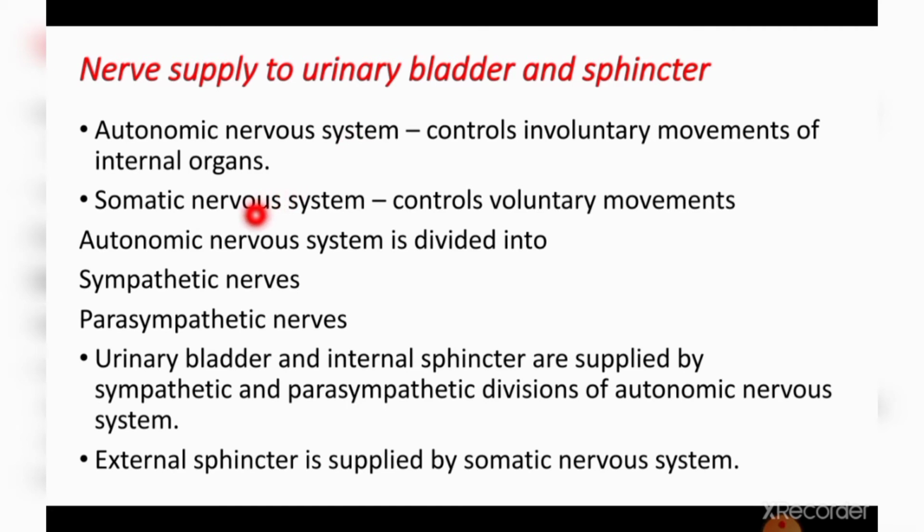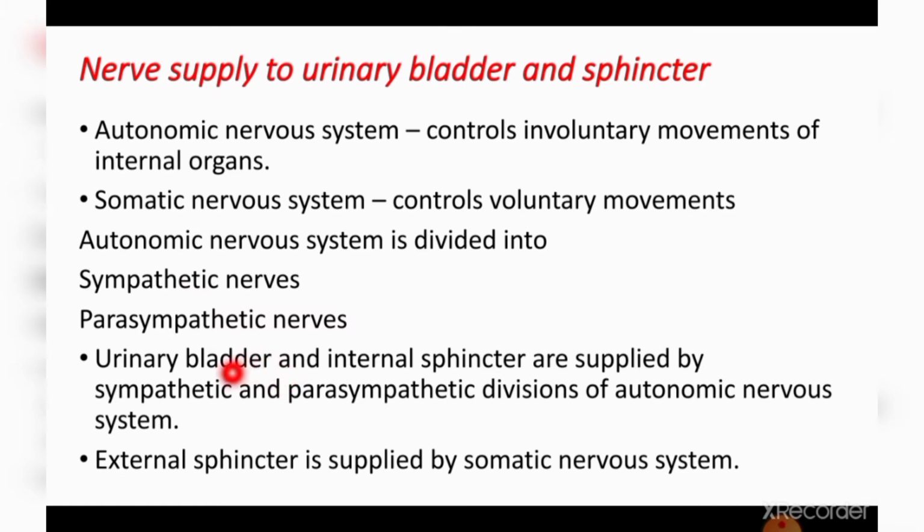The somatic nervous system controls all the voluntary movements, which are under our control. So the somatic nervous system is under our control, and the autonomic nervous system is an involuntary system which is not under our control. The autonomic nervous system is again divided into two types of nerves. They are sympathetic nerves and parasympathetic nerves.